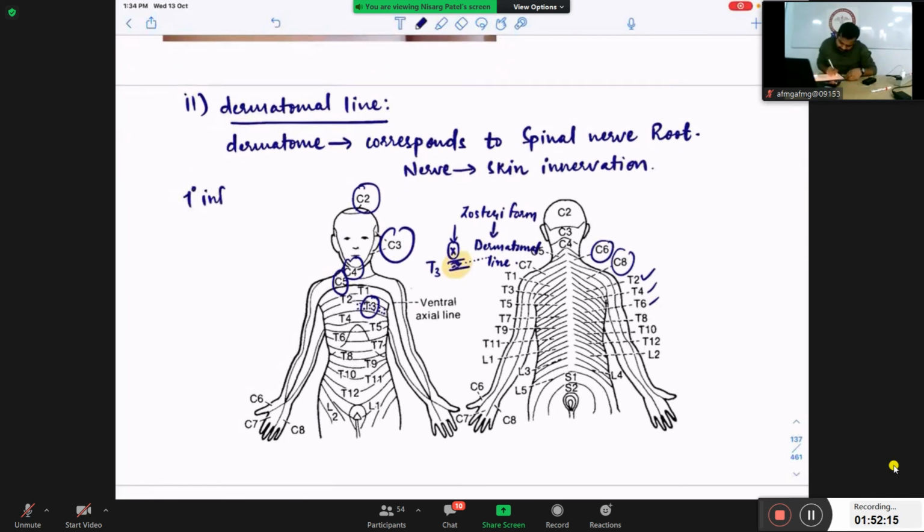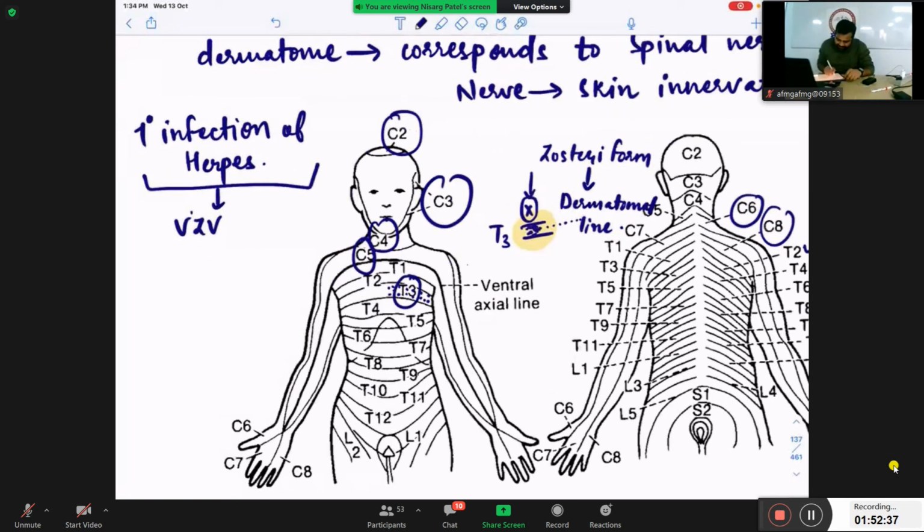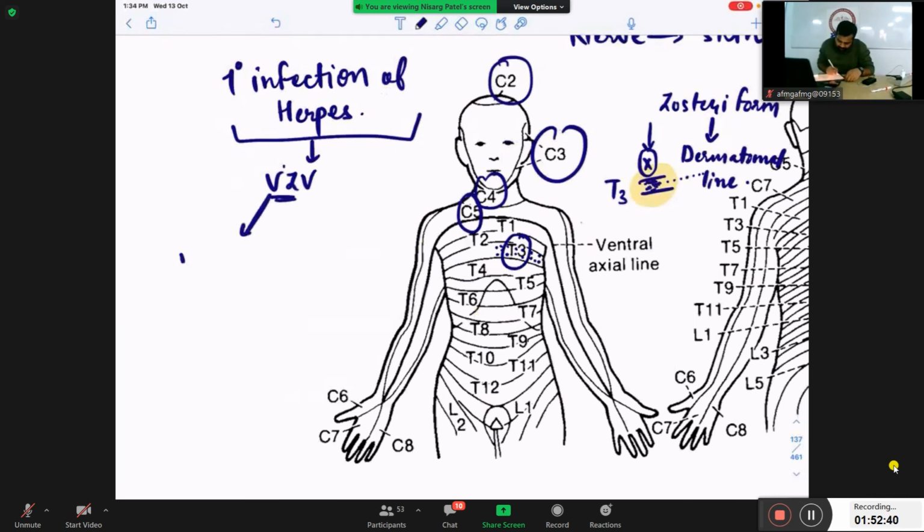When there is a primary infection of the herpes virus, which virus caused? Varicella? Varicella zoster virus, right? Why is the varicella zoster name given? It has two components. The first component is varicella. Varicella is diffuse. Vesicles are diffuse. Second component of this virus is zoster.